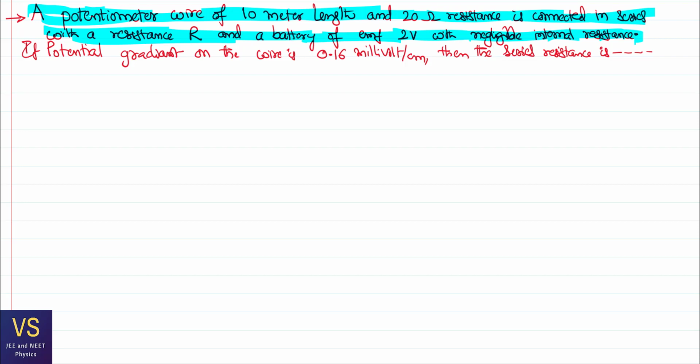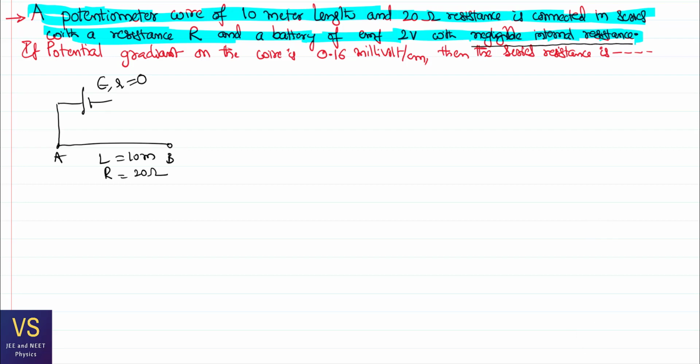Let us try to visualize this part of the problem before going ahead by drawing a diagram. If you remember back the potentiometer, it has a wire AB. It is given that the length of that wire is 10 meters. Resistance of that wire is 20 ohms. Then it will be having some primary circuit with a cell. This cell is having some EMF E, having some internal resistance r, but it is given that it has a negligible internal resistance. So I write this r equal to 0.